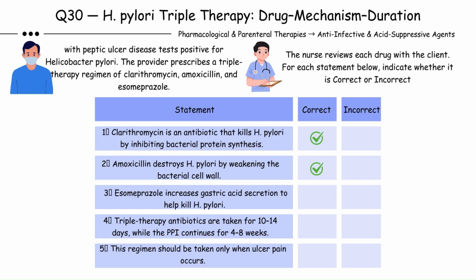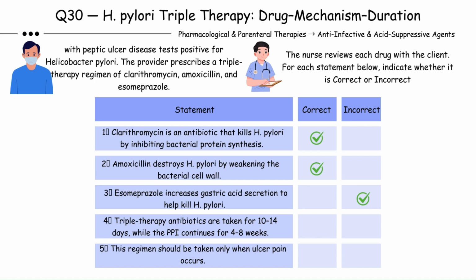pylori eradication. Statement 3. Esomeprazole increases gastric acid secretion to help kill H. pylori. This statement is incorrect. Esomeprazole is a proton pump inhibitor. It suppresses gastric acid, does not increase it. Lowering acid promotes ulcer healing and helps the antibiotics work better.